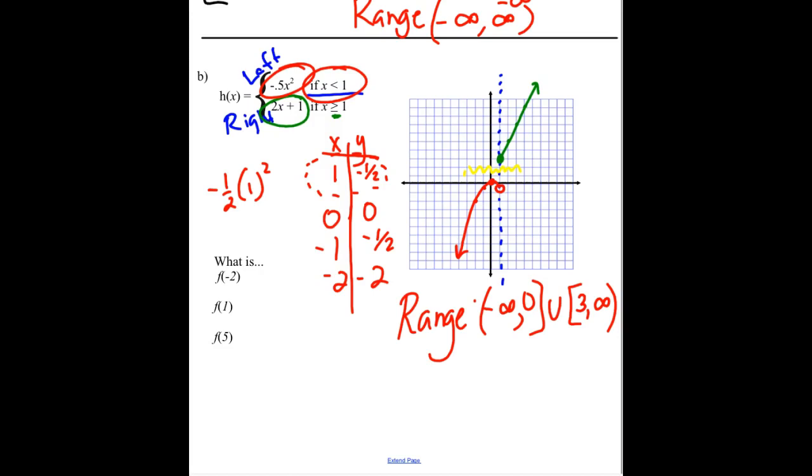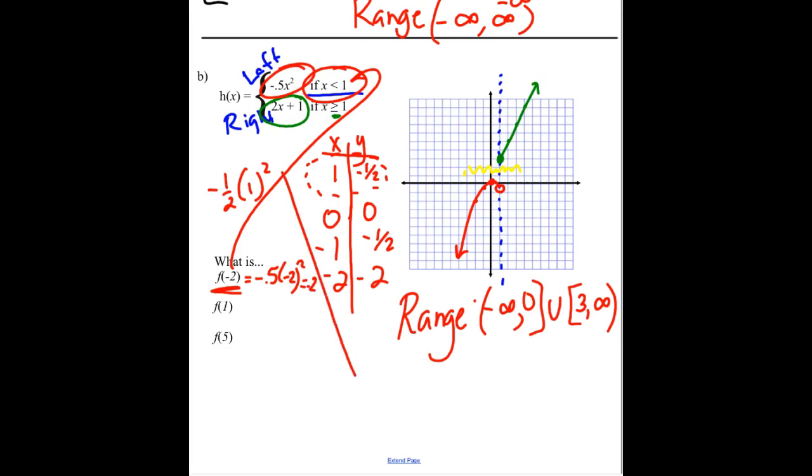All right. Which part of my function do I use when x is -2? F of -2. Am I using red or green? I'm using the red one, the one on the left, because -2 is a value that's less than 1. So I'm going to plug it into there. -0.5 times -2 squared. We actually did that in our t-chart already, right? And we got a -2.